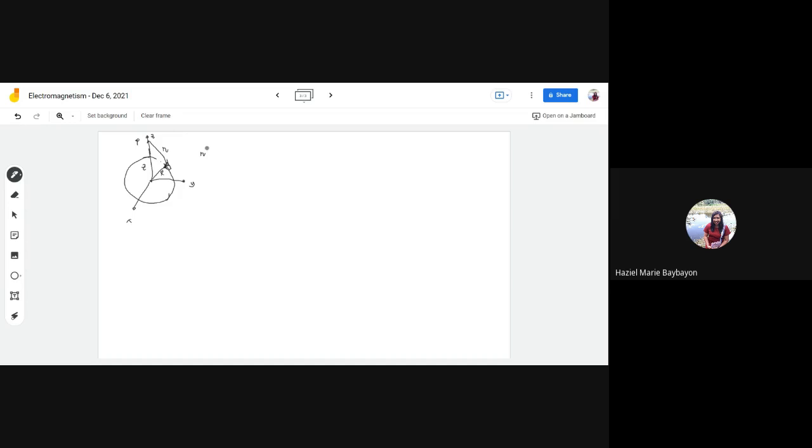So we have your r squared is equal to R squared plus z squared minus 2Rz cosine theta, where theta is this. Okay, so this is your theta.